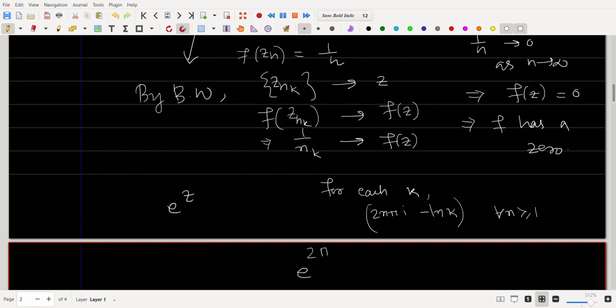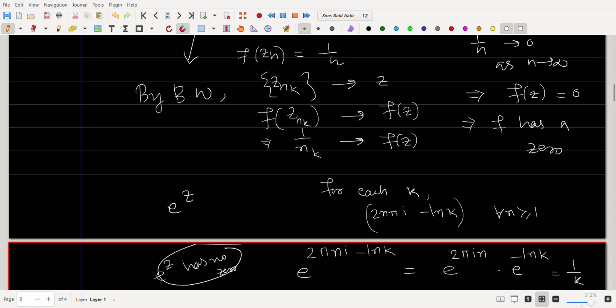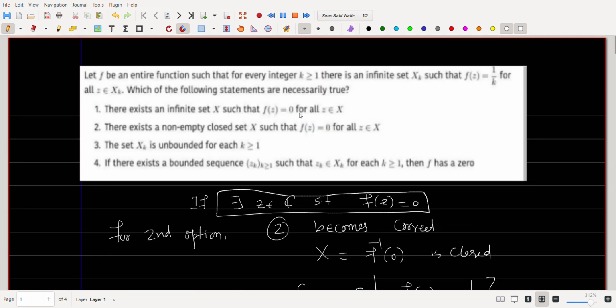e to the power of this is e^{2nπi} times e^{-ln k}, which will imply 1/k. And e^z has no zero. So you can construct a function satisfying the condition that has no zero. Then obviously options 1 and 2 are false, so only the third and fourth ones are correct. I hope it is clear to all of you. Thank you.